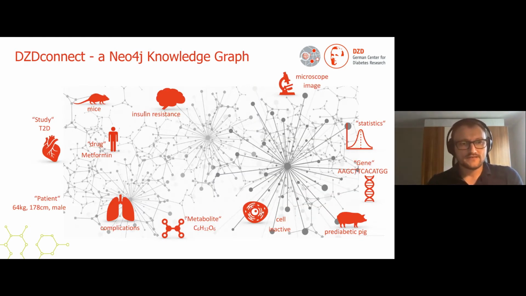And that brings me to DCD Connect, which we call our Neo4j knowledge graph. What we do is we connect different locations from the DCD, different disciplines, different kinds of data, and also species. You see here animal models, you see human data, you see metabolite data, analysis data, insights, images, sequencing data, and so on and so forth. And we want to bring that all together so that our scientists can query that data much easier and much faster.